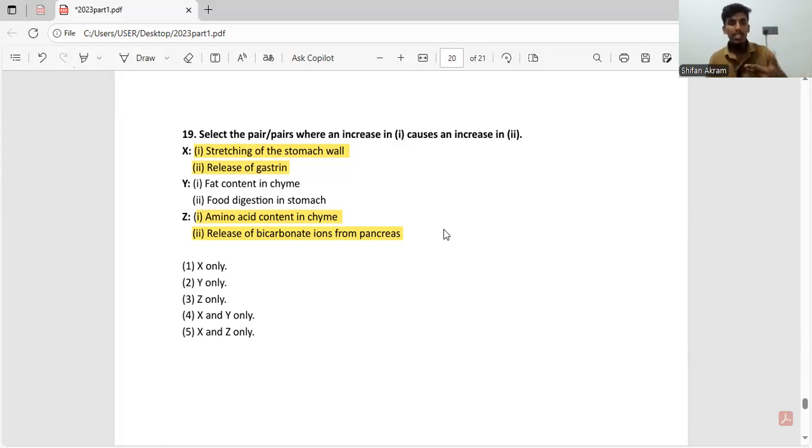So actually the opposite happens here. So fat content in chyme doesn't increase food digestion in stomach, it will actually slow down food digestion in stomach, because chyme is already present in the small intestine and fat in the chyme takes a very long time to digest. So the correct statement is X and Z.